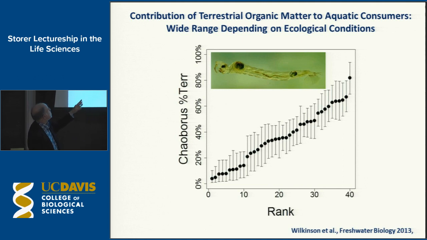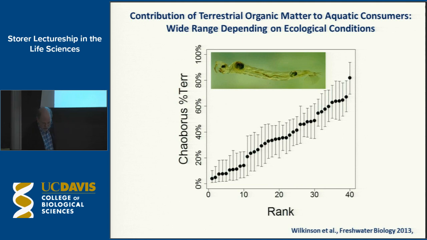to the consumers of lakes. Here is one example from Grace Wilkinson's work. This is based largely on deuterium, and Grace worked on Chaoborus, the phantom midge, which is pictured at the top of the slide. These are data from 40 different lakes where she sampled Chaoborus and the end members to figure out the terrestrial contribution, and you can see they go from about 5% to well over 80%.